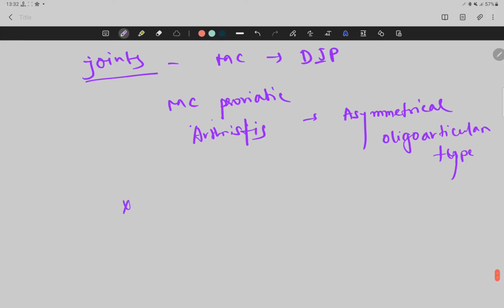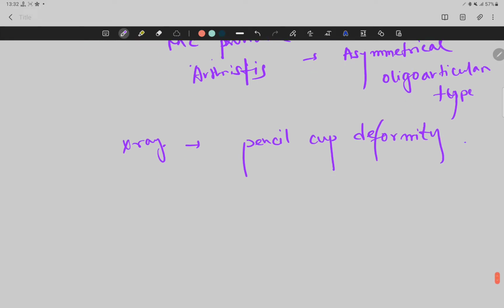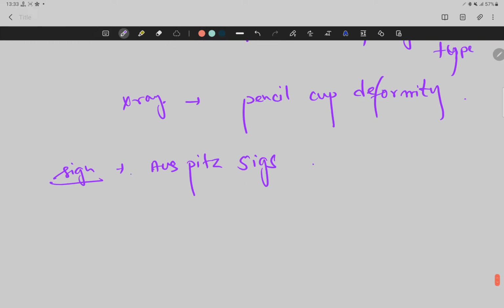Then in X-ray we can see pencil cup deformity, and some special signs are seen. Auspitz sign: pinpoint bleeding spots on rubbing the lesion. Okay, that is called Auspitz sign. And Woronoff ring is seen.